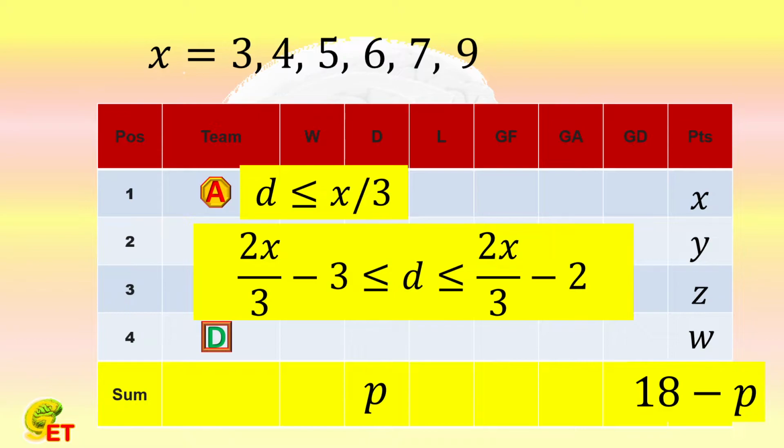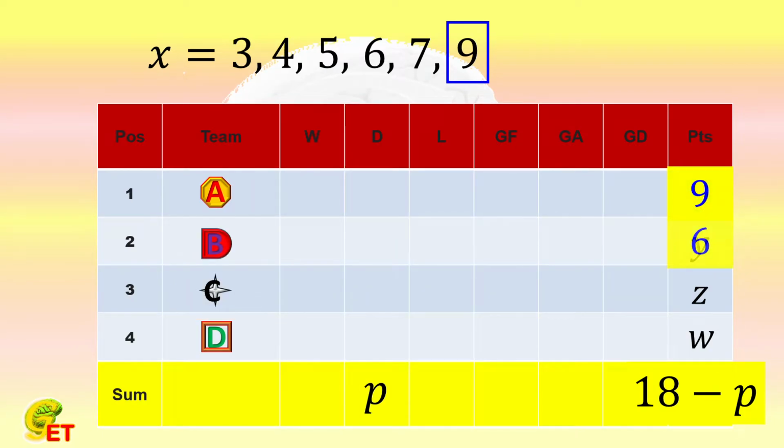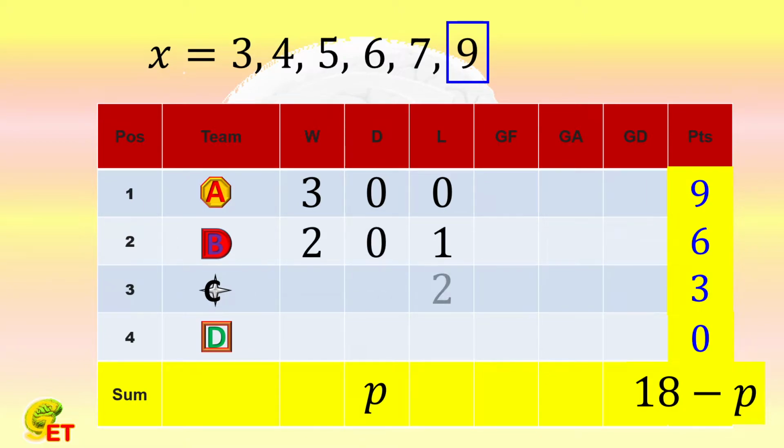If the first team scores 9 points. The first condition, d is not bigger than 3. The second condition, d cannot be smaller than 3. So it can only be 3 itself. The points of these four teams are 9, 6, 3, and 0 respectively. Regarding the specific game results, the first team must have 3 wins. The second lost 1 game to the first, and won the remaining 2 games. If the third team loses to the top 2, then must win the fourth. And the fourth team lost all of their 3 games.